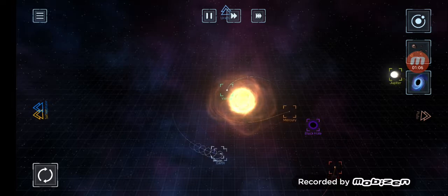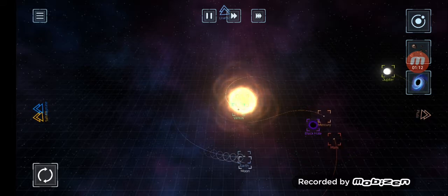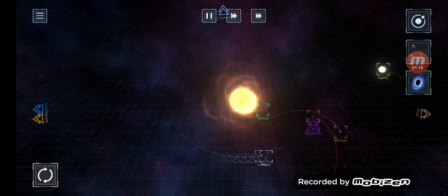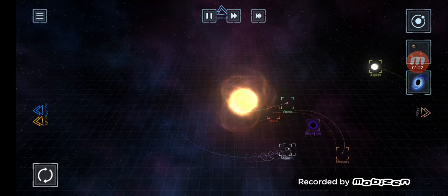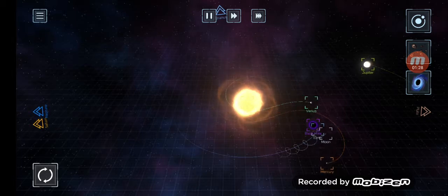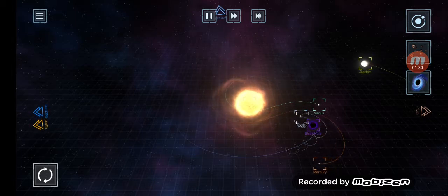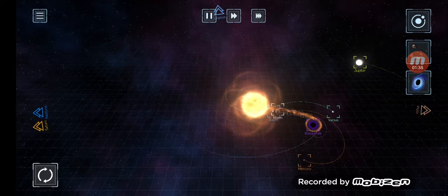Nothing is really happening. Why is Mercury going to Jupiter? Are they crashing, Mars and Mercury? No. Venus is doing some different things. And the Earth is getting a little bit away from its orbit. I think Earth is getting sucked in. Nope, Earth is going to the sun.